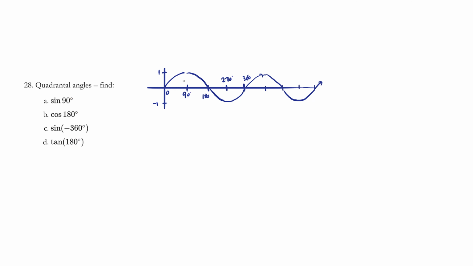Alright, so sine 90. Sine 90 means when the angle is 90 degrees, what's the y value? Sine 90 is 1. The x value, or the theta value, is 90 degrees, and the y value is 1. This is a coordinate, a point on this sinusoidal function.